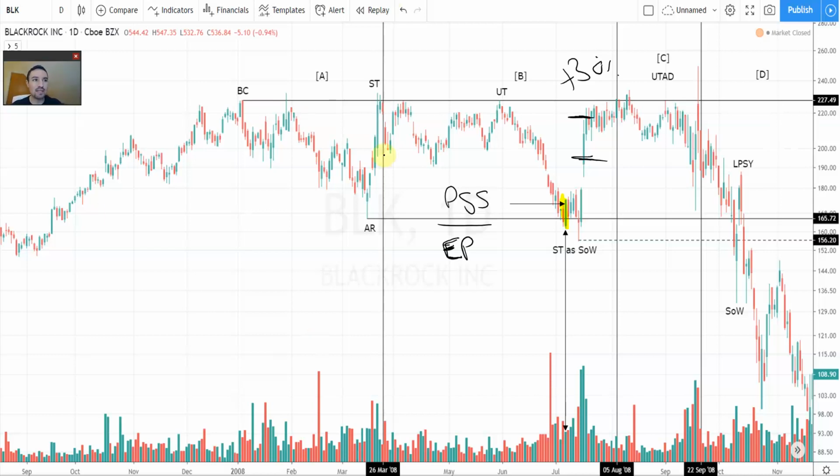So that's where I would have been taking a trade in there, where I've highlighted yellow. So what we can see is a significant uptrend.